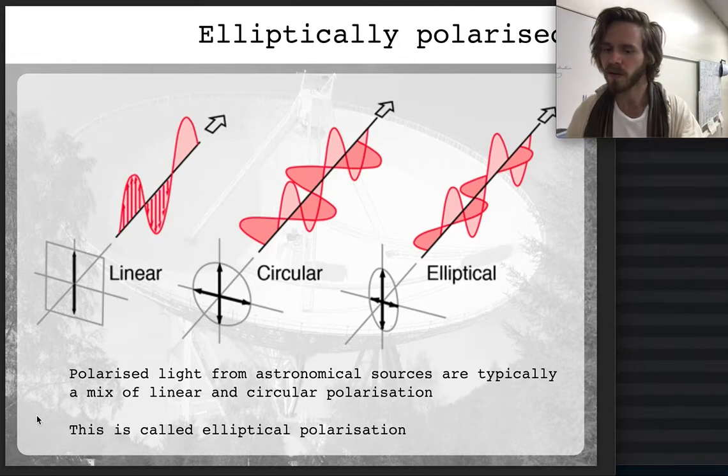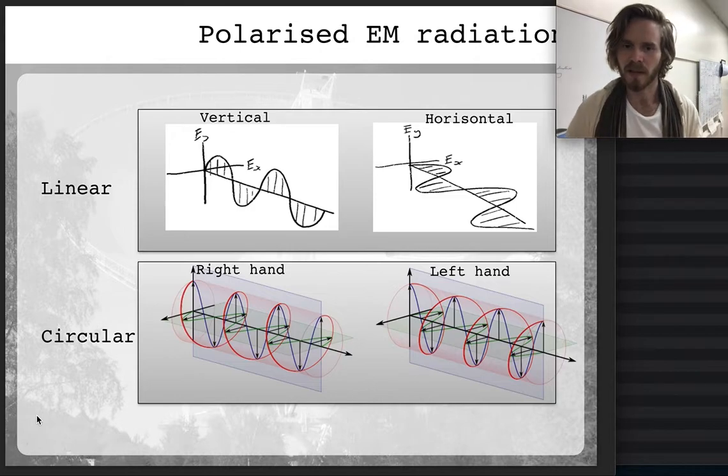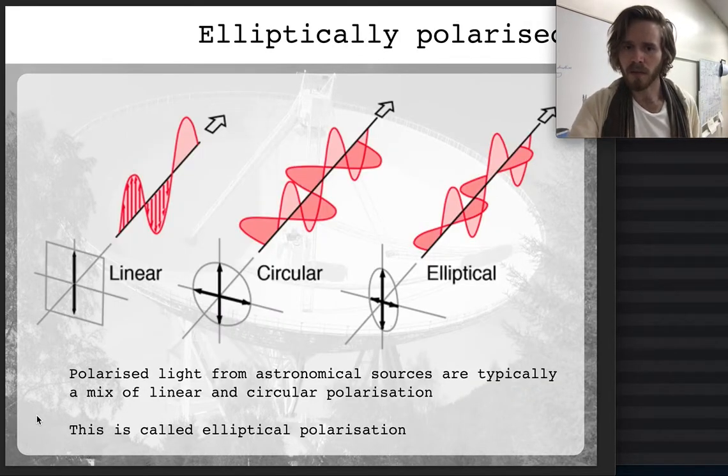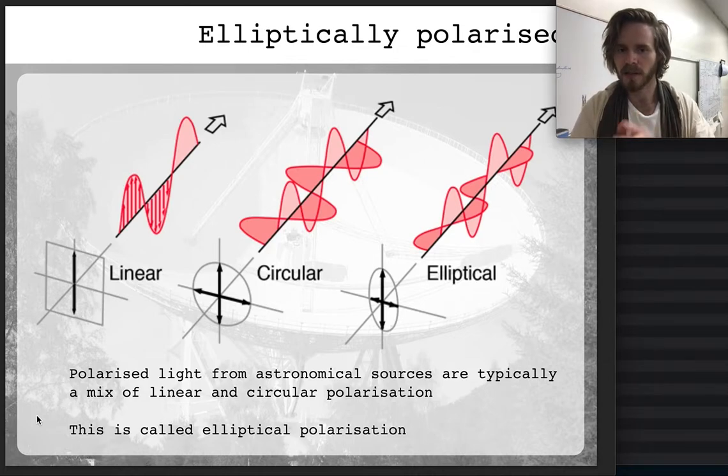Let's go back here a second. These are the most extreme cases. It's not very common to have perfectly vertical polarization or perfectly left-hand circular polarization in an actual signal that you'd be receiving with a telescope or even producing with a transmitter. In reality, most light is going to be elliptically polarized, where you have contributions from linear polarization and circular polarization.